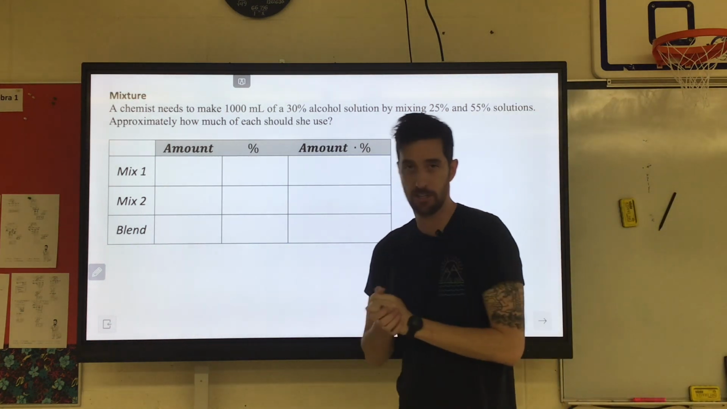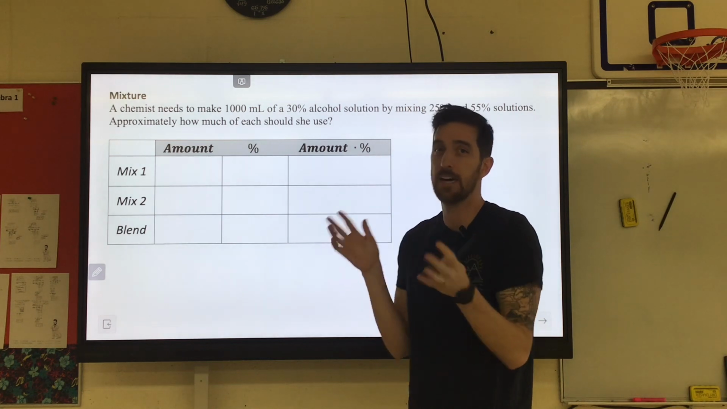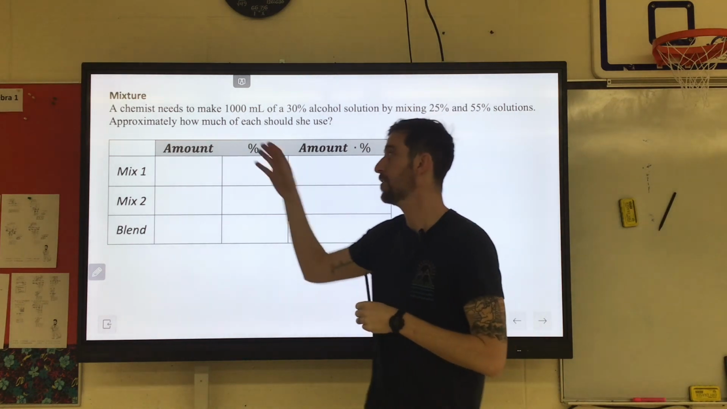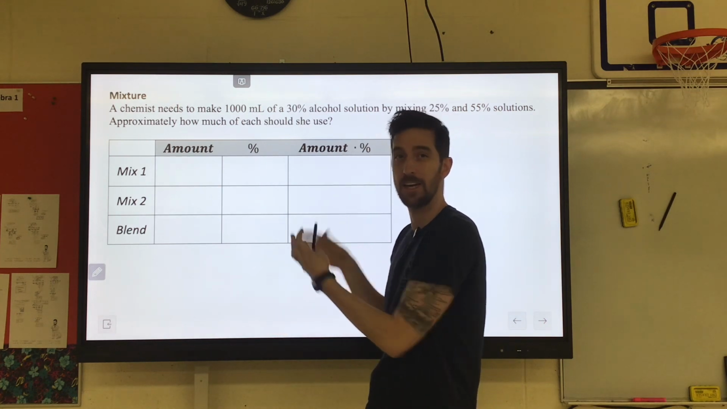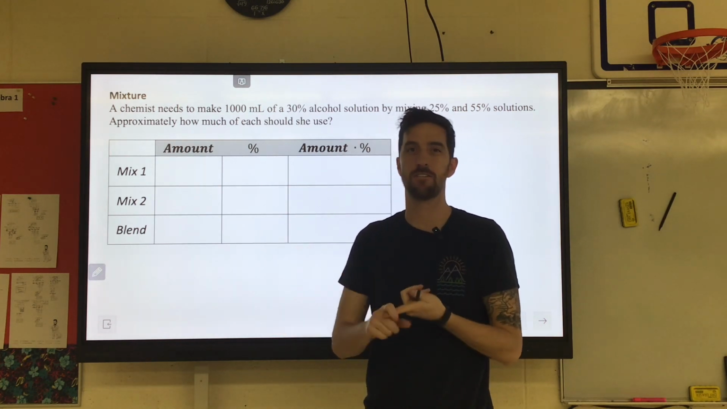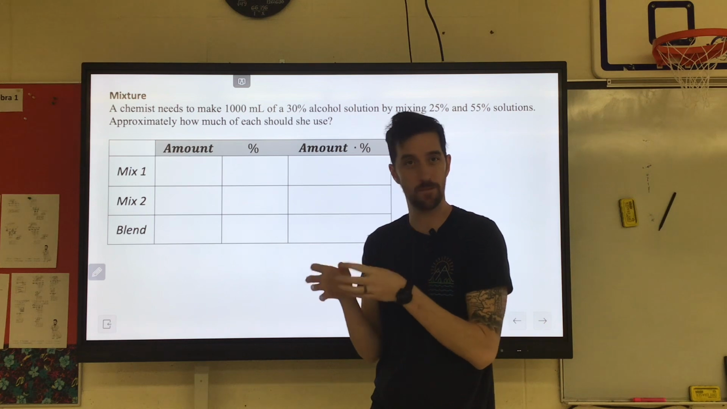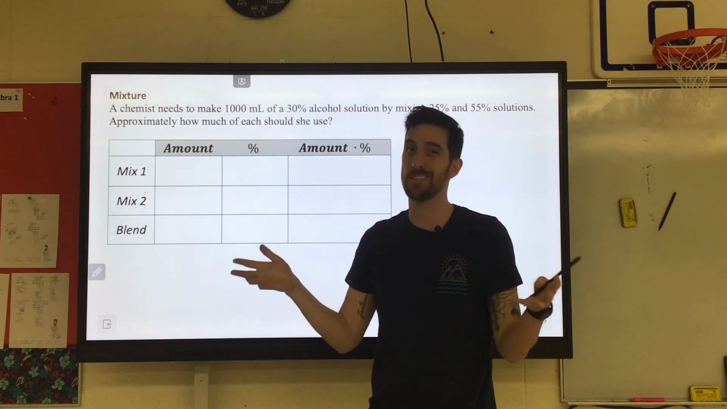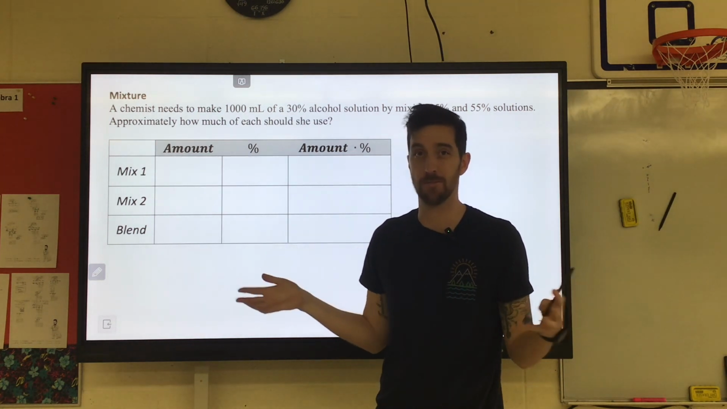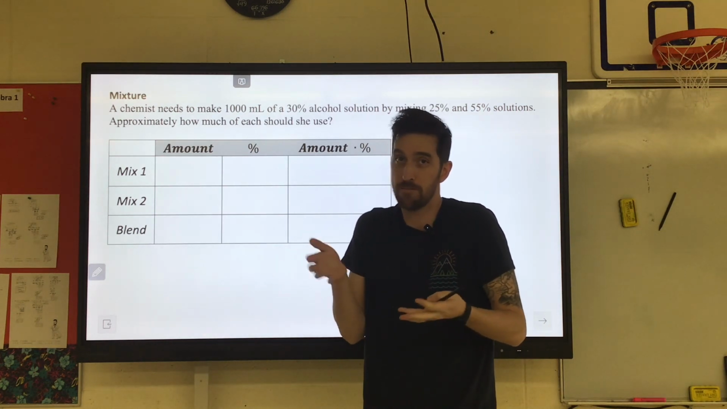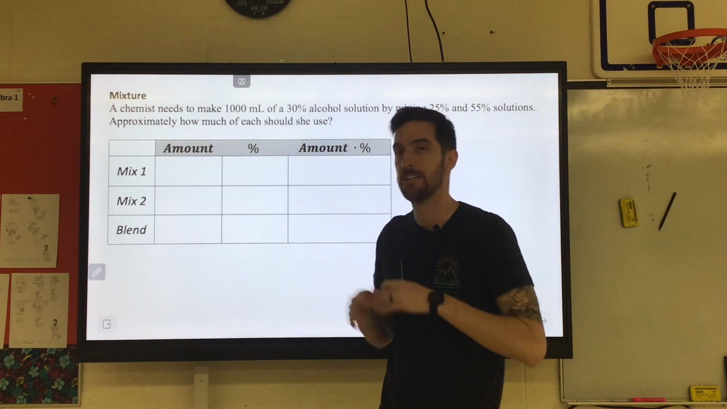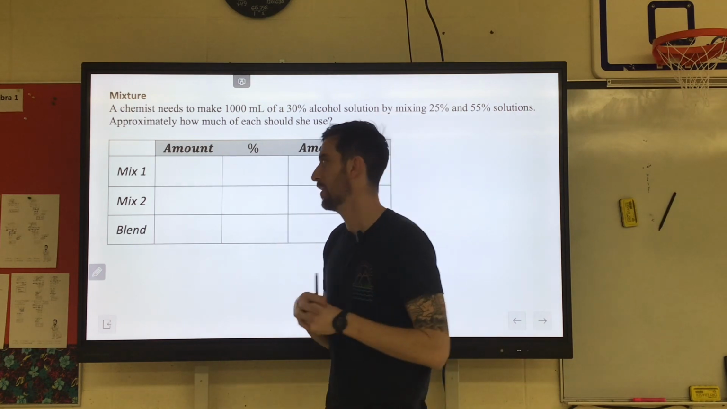So here's the chart that I create that I think is very helpful for these. You have the amount of each, the percentage of each, and then you have the amount times the percentage. Now you could convert the percentages into decimal forms if you'd like, but honestly, you don't even need to. You could just leave them like 50, or you can make it 0.50 or 0.5. It's up to you, but just stay consistent with how you do it.